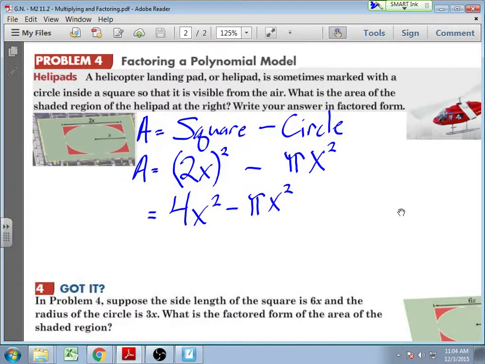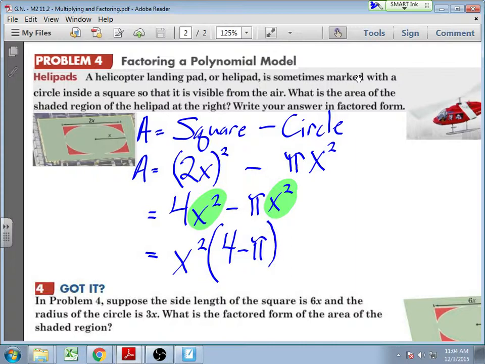X squared is common to both of them. So if I pull out the x squared, this really becomes x squared times, what do you get on the end? Yep, 4 minus pi.